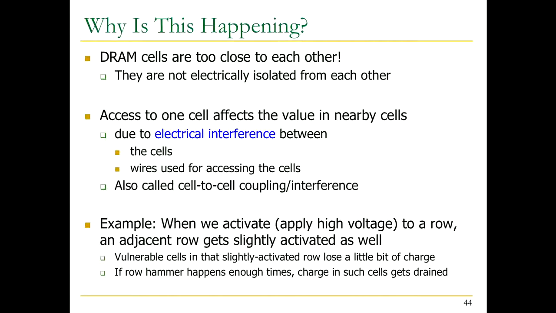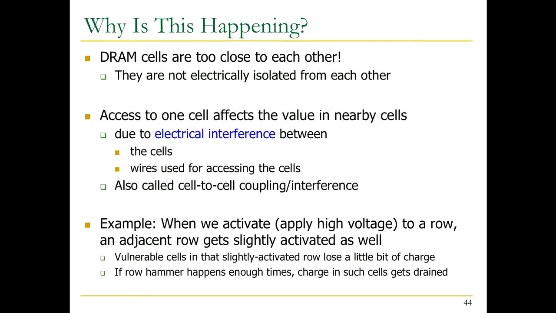It doesn't happen to every cell. The cell has to be vulnerable. Now, what does that mean? Remember the manufacturing variation that we talked about? Not all cells are equal. Some cells are more vulnerable, because the process is not perfect. Not every DRAM cell is exactly the same as each other. You'll find this many, many times in anything you design, actually. Not everything is exactly the same. Things are not absolutely homogeneous. There's heterogeneity.